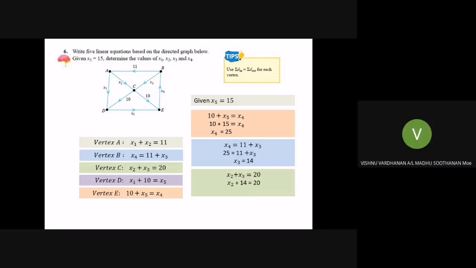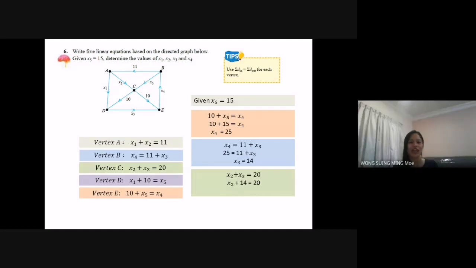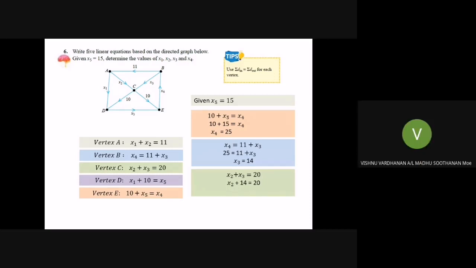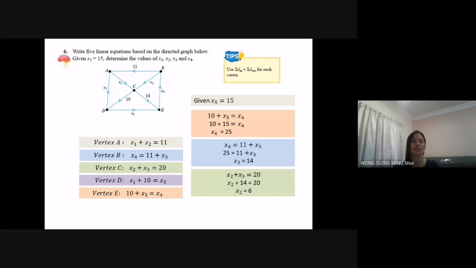Teacher, can I answer? Yeah, who? Vishnu. Okay, very good. Okay, you answer it. S2 equal to? S2 equals to 6. Yes, very good.